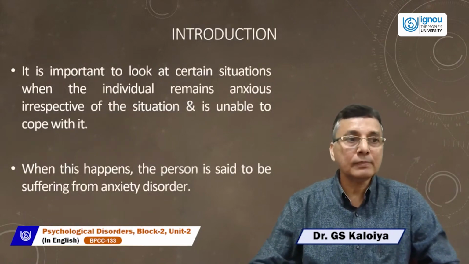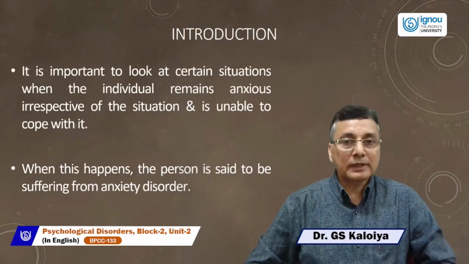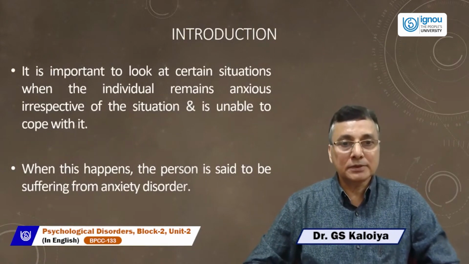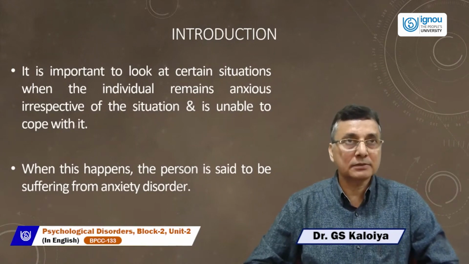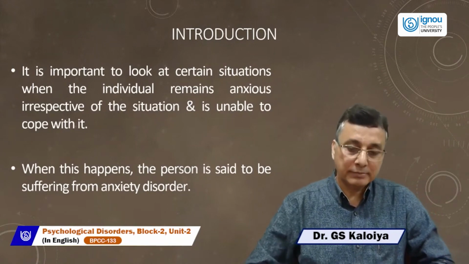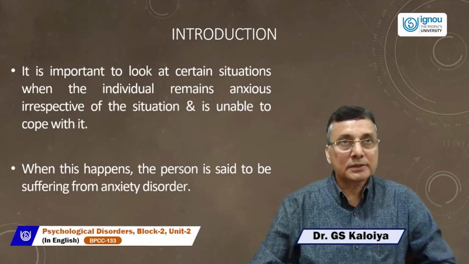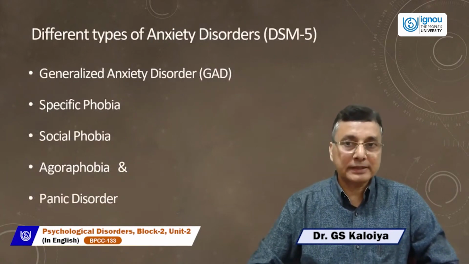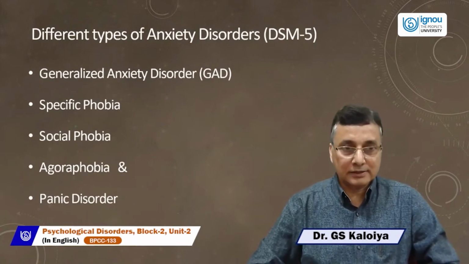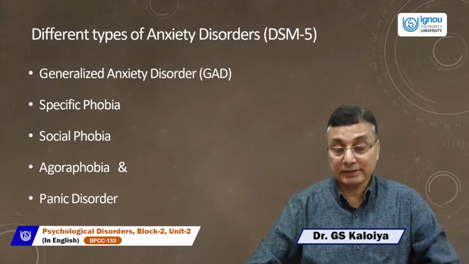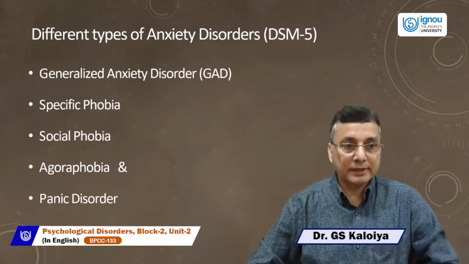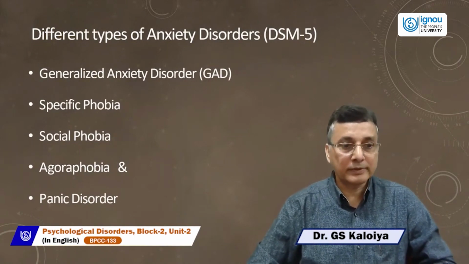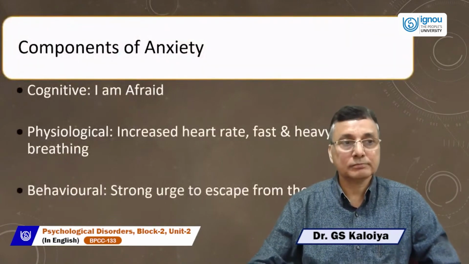disorders. So it is important to look at certain situations when the individual remains anxious irrespective of the situation and is unable to cope with it. When this happens, the person is said to be suffering from an anxiety disorder. The different types of anxiety disorders according to DSM-5 are generalized anxiety disorder, which we are going to discuss in our next class, specific phobia, social phobia, agoraphobia, and panic disorder.